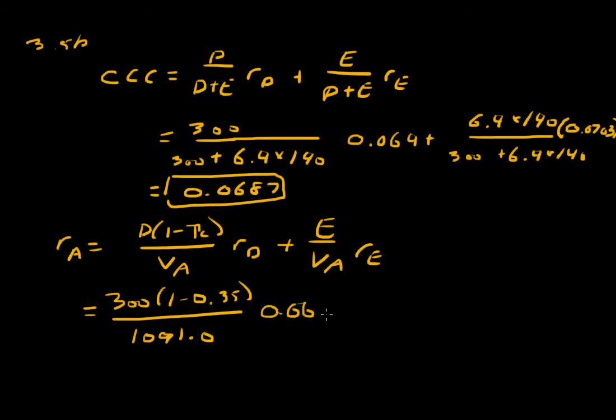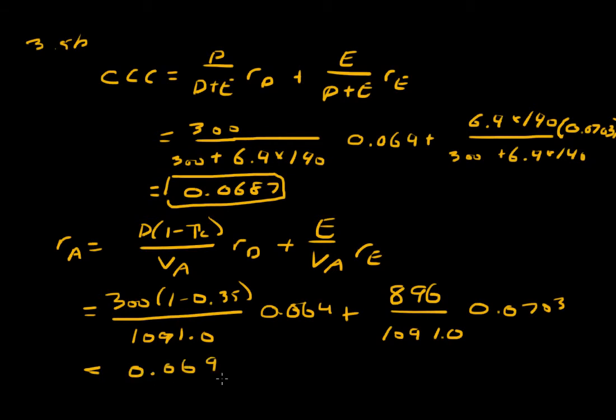Again, the debt rate was 6.4%. For our equity, I'll just do the straight math here, 896. Again, the value of the assets hasn't changed, and the equity return was a little over 7%. If we do this math, we should get 0.0692, and so that is the unlevered CCC, which is equivalent to the rate of return on the existing real assets.